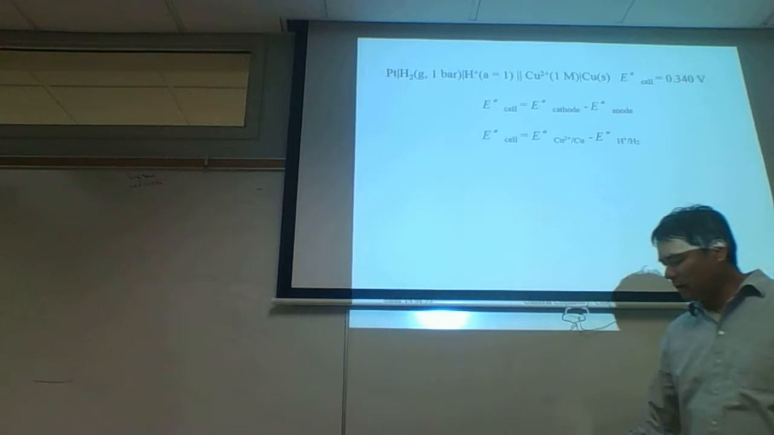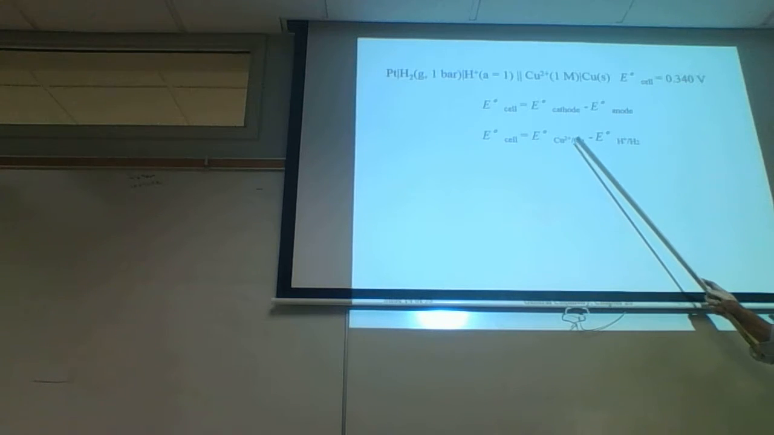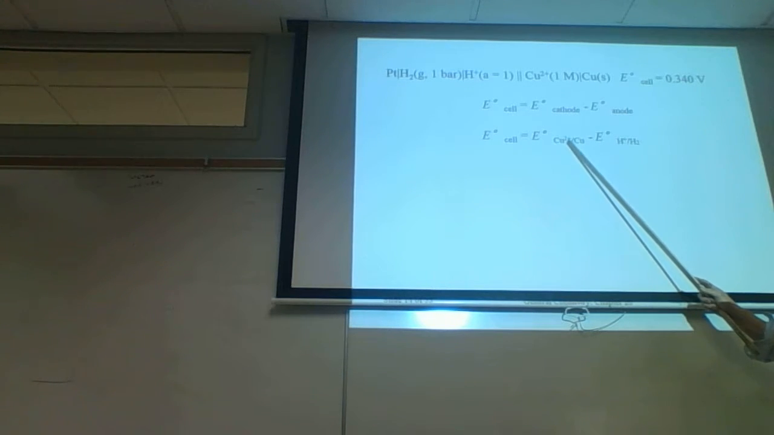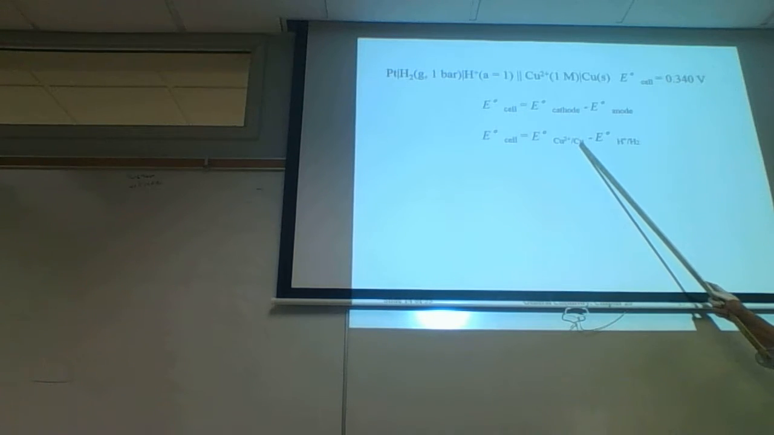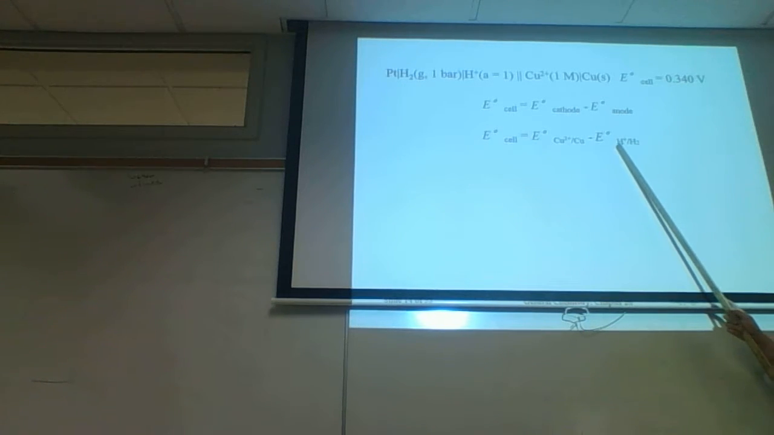So take a look at the couples. Copper 2 goes to copper. What is that? That's reduction. It's gaining electrons. Reduction is gain. Copper 2 gains electrons. H+ goes to H2. What is that? H+ goes to H2 is reduction. H+ is gaining electron. This is reduction plus reduction.